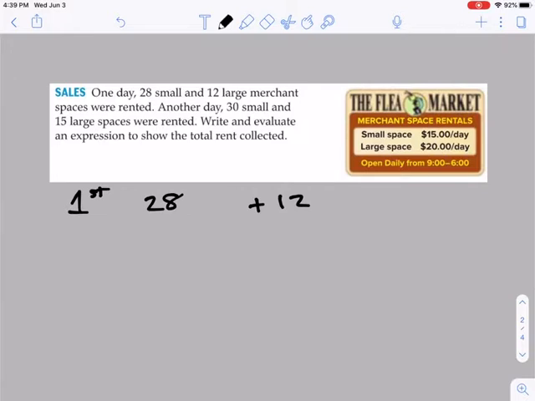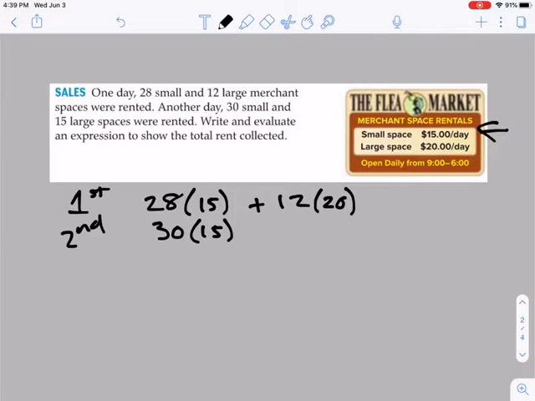But it's 28 small ones at $15 a day. So if you have 1, it's 15 bucks. If you have 2, it's 30. So that means you're multiplying that 15 by how many spaces were rented. So 28 times 15 plus 12 times 20, because the large spaces are 20 bucks. And then on the second day, or another day, but we'll just call it the second day, it says 30 small, and I know now that that's at 15 bucks a day. And there were 30 of them, and then 15 large ones.